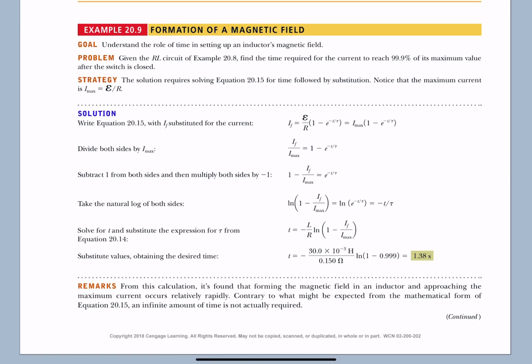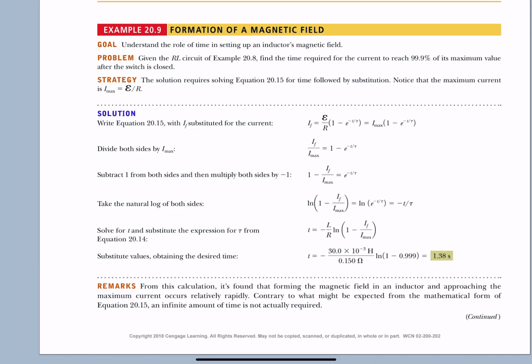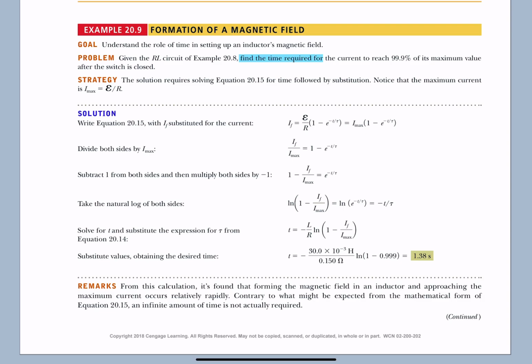Look at example 20.9, the formation of a magnetic field. It says, find the time required to reach 99.9% of its maximum value. So here your goal is to get to almost the total possible or theoretical amount of current that you could have in the circuit. And this requires a little bit of algebra 2 juxtapositioning of your terms and also remembering how to do natural logarithms.